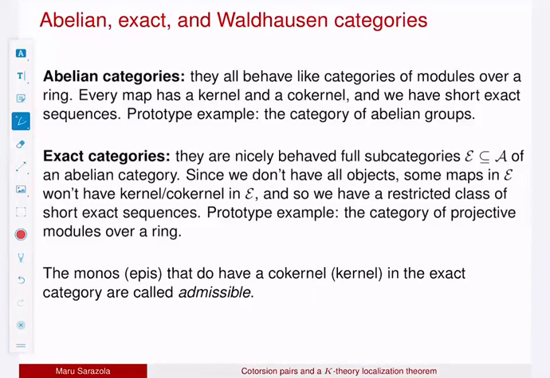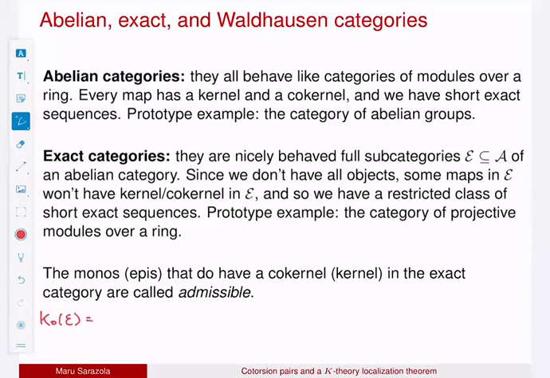So although it may seem minor, having more or fewer short exact sequences actually makes a big impact on the K-theory of these things. And let me explain briefly why that is. So if we look at K0, what is K0 of an exact category?